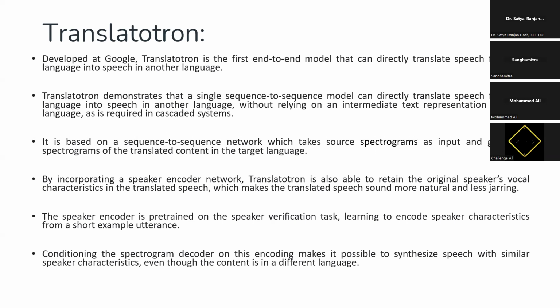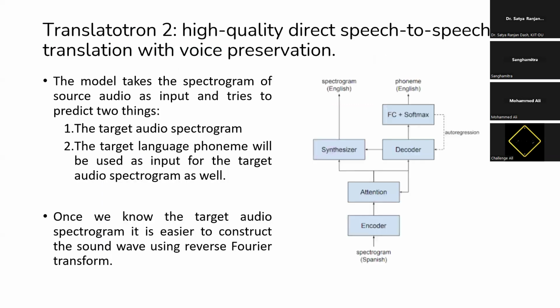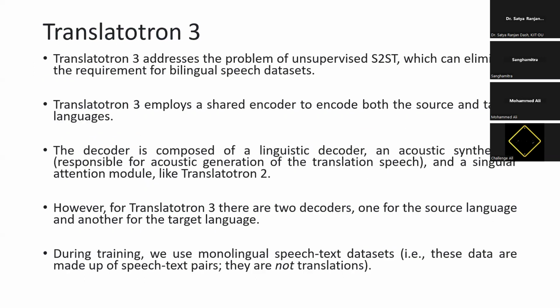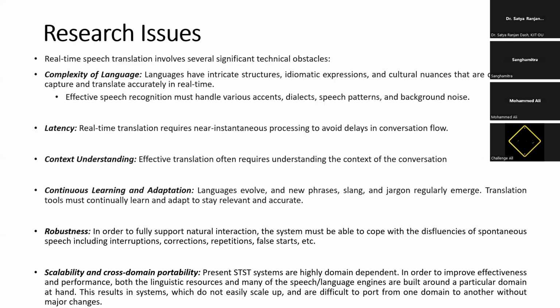So here again we have Translatotron. Translatotron has been developed by Google, and it is the first end-to-end model that can directly translate speech from one language into speech in another. So this is the first end-to-end speech-to-speech translation model which has been developed at Google. Initially Google Translate has been using the traditional approach, that is the cascade approach, but now it is moving on to end-to-end sequence models as well. So we have Translatotron, and we have other versions of Translatotron as well. We have Translatotron 2, and we have the third version as well, Translatotron 3.